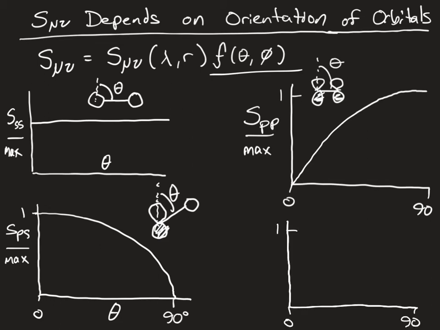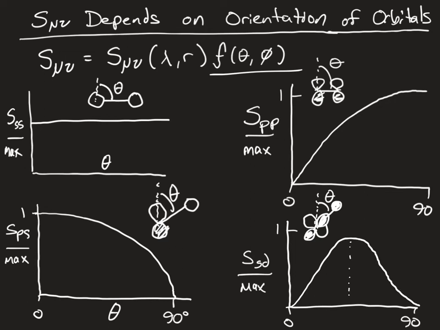And as one last example, we're going to look at an SD overlap over its maximum possible value. There's your value of theta. At 0 degrees, it sits in a node. Here, at 90 degrees, it sits in another node, but it's at its maximum overlap at 45 degrees. So the overlap integral goes like that, with that maximum being at 45 degrees.